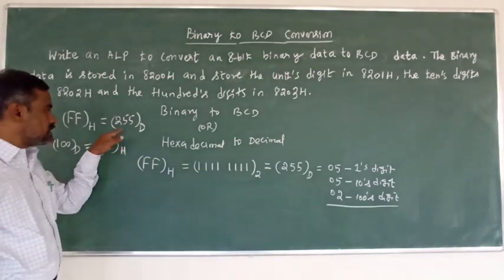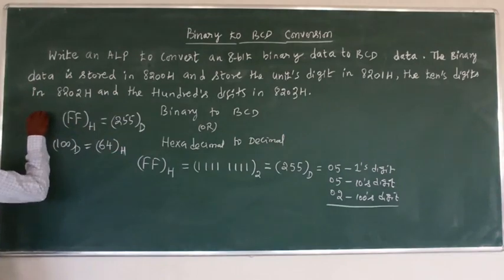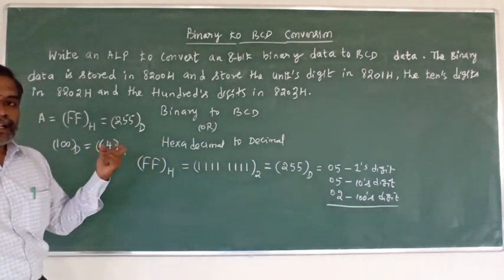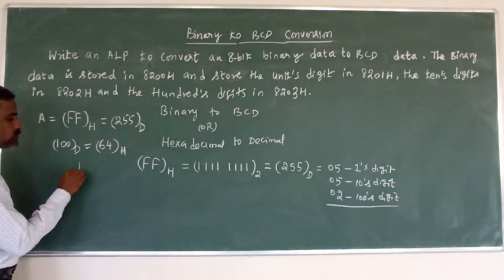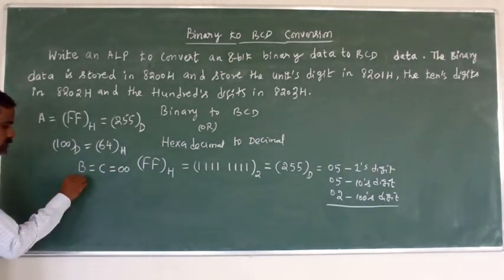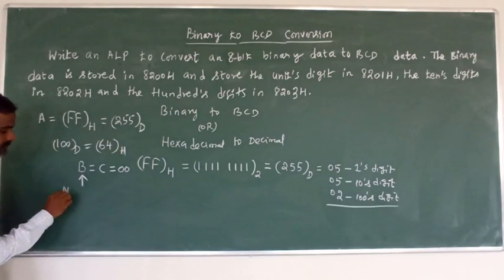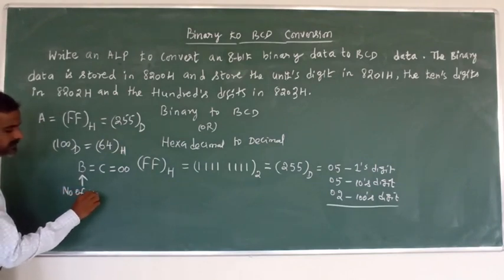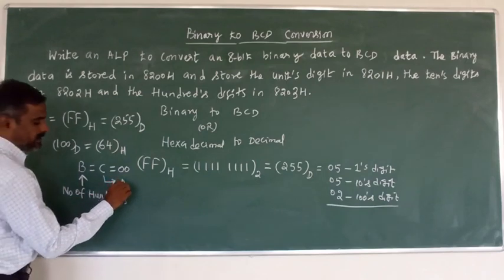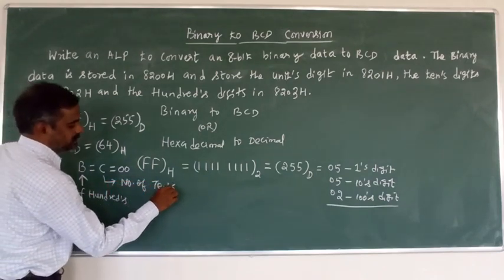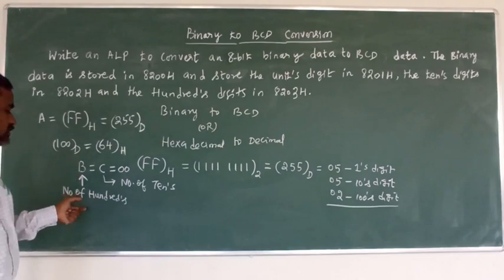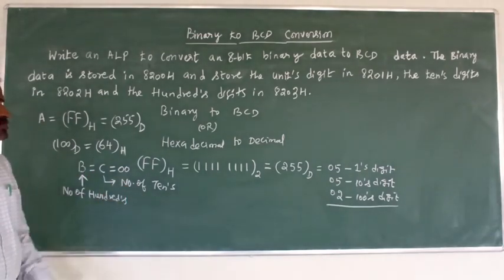Now the data FF is loaded into the A register, and we clear two registers, suppose B and C, both set to 00. We clear these two registers so that the B register can store the number of hundreds and the C register can store the number of tens.